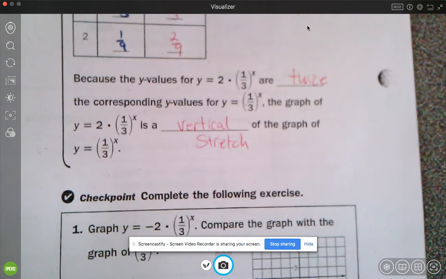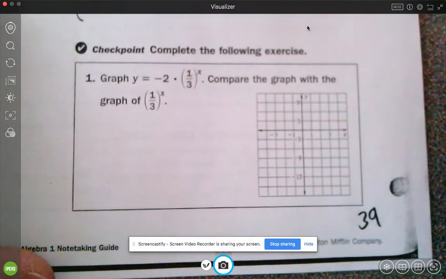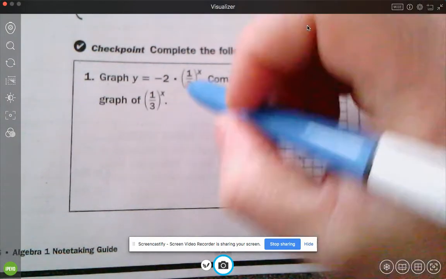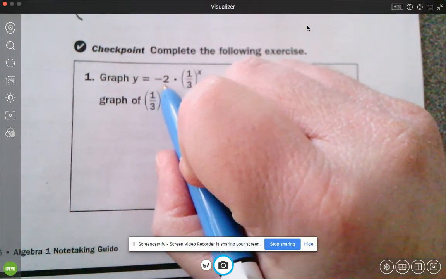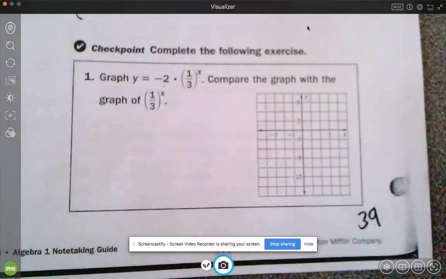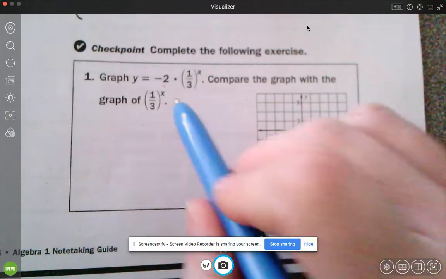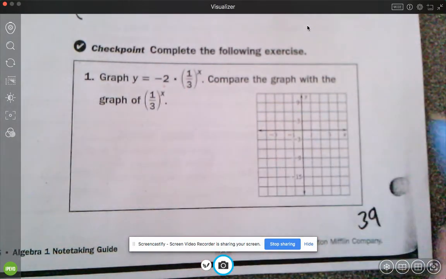Okay, so just like we learned in last lesson, something happens when you change the y-intercept to a negative number. So can you take a moment and try to graph this for the checkpoint? Anyone want to predict what's going to happen with the negative y-intercept? All right, let's find out.